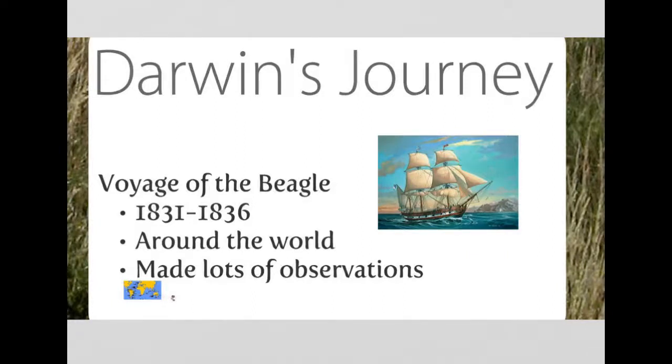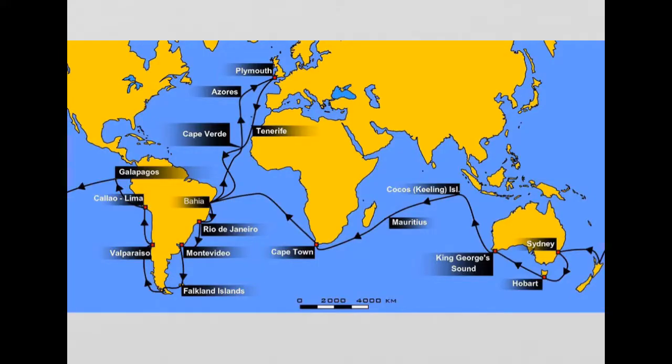This video is going to be about Darwin's journey and some of the things that he discovered while he was on his journey. The ship that he traveled around the world on was called the HMS Beagle, and he was on it for about 5 years. He went around the world and made lots of observations.